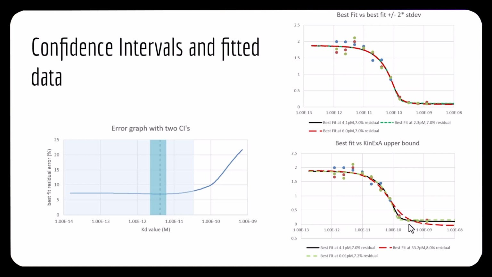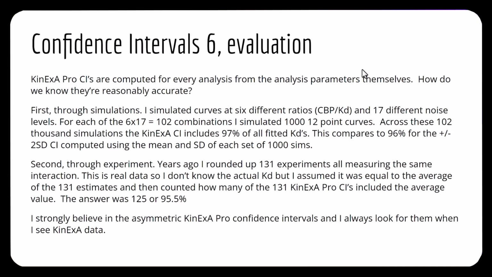This is a ratio of 32. This is a high curve, a high ratio curve. And high ratio curves are known not to be very sensitive to the KD. So I'm comfortable with this, and I'm not comfortable with this. And that, in a nutshell, is why I think that the scaled error approach is superior for KinExA data.